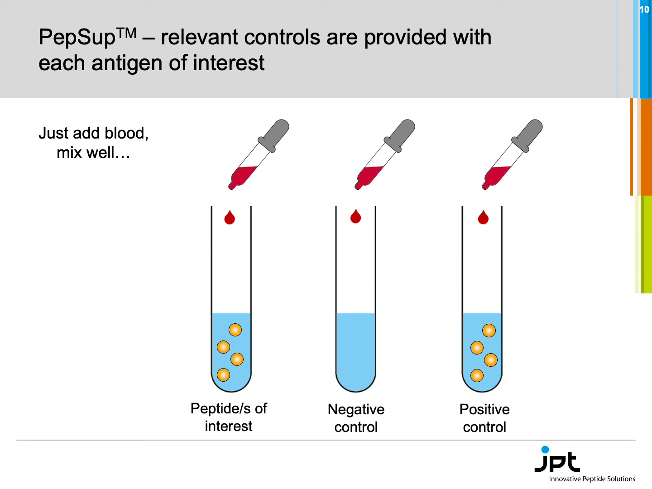Along with the tube containing the peptide antigen of interest, JPT provides a negative control tube containing all the same reagents except the peptide or peptides of interest. We also provide a positive control tube containing a positive control peptide pool. For performing the assay, the same amount of whole blood is added to these tubes and they are incubated in parallel.